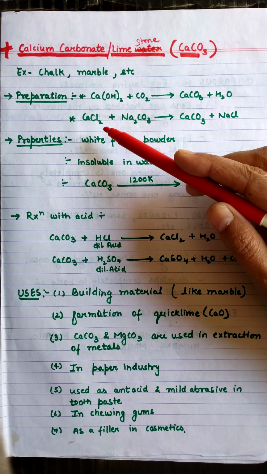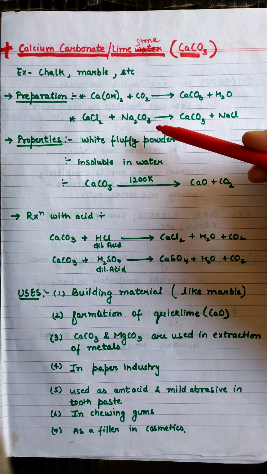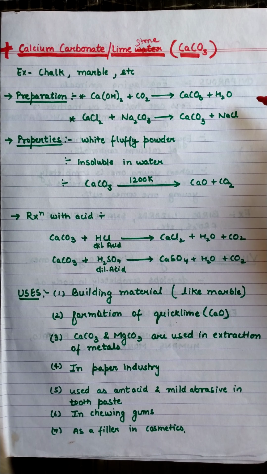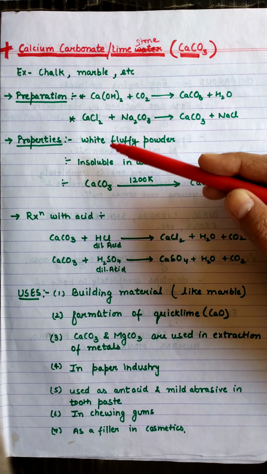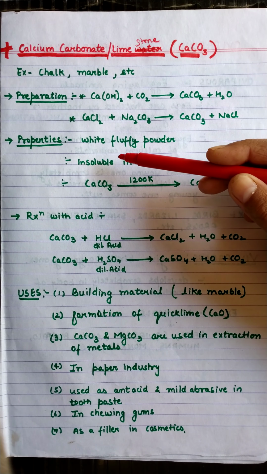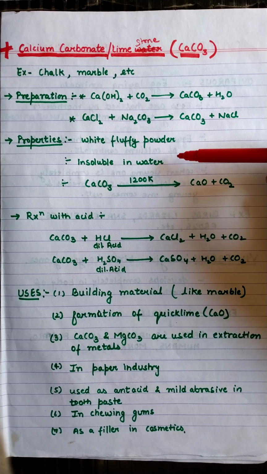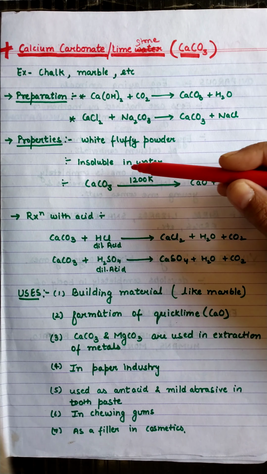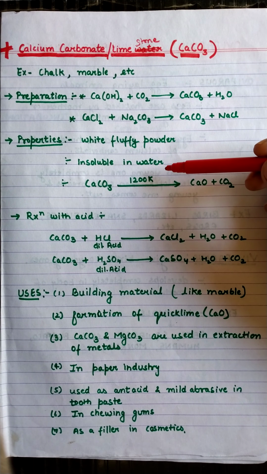Next, if calcium chloride reacts with sodium carbonate, then also calcium carbonate is formed and sodium chloride is separated. So in this way also calcium carbonate is formed. It is a white fluffy powder, and it is almost insoluble in water.